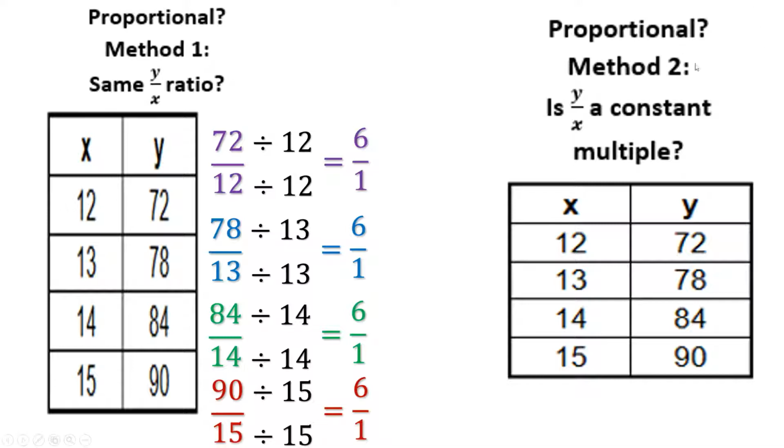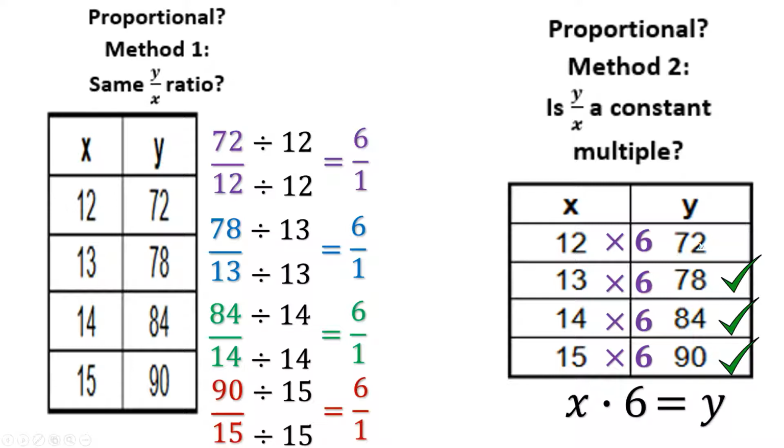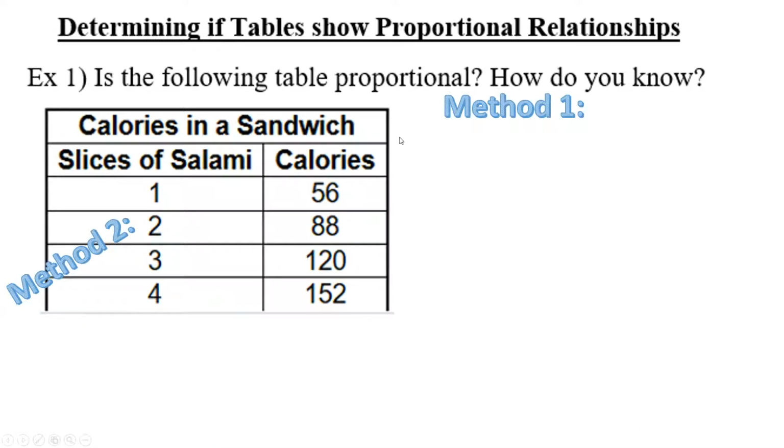or 6. Method 2 is seeing if you can find the constant multiple instead of doing every single ratio. So for example, when you divide 72 by 12, you figure out this is a multiple of 6, which is our ratio. So 12 times 6 is 72. Is 13 times 6 78? Yes, it is. Is 14 times 6 84? Yes, it is. Is 15 times 6 90? Yes, it is. Therefore, x times 6 every single time is equal to the y value, and it's proportional because it's a constant multiple.